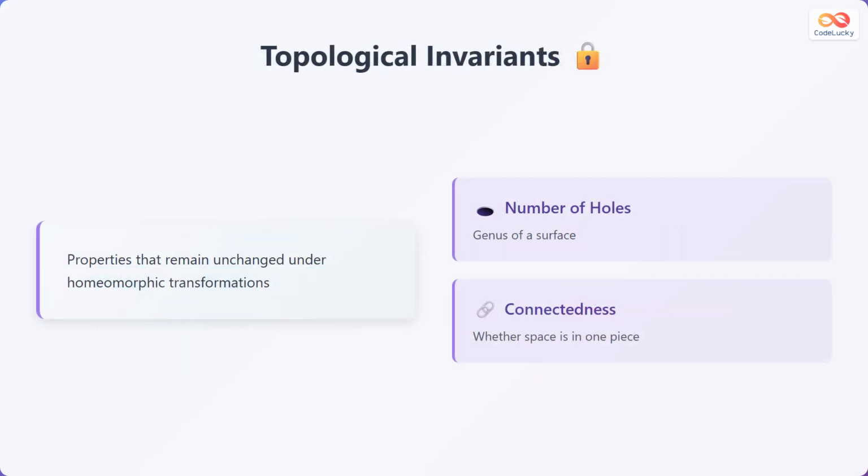Topological invariants are properties of a shape that remain unchanged, even when you deform the shape. One example is the number of holes in a surface. This is also known as the genus of the surface. Another topological invariant is connectedness. This refers to whether a space is in one piece or multiple pieces.